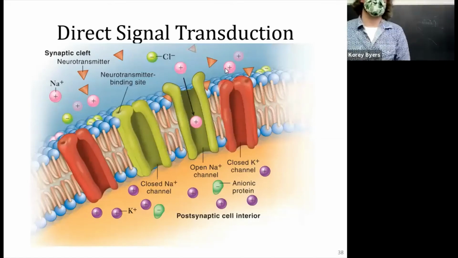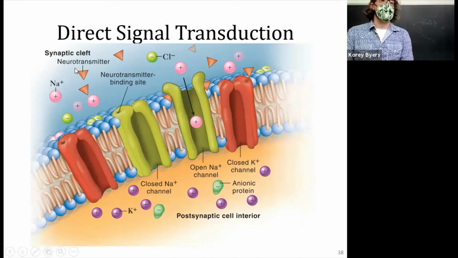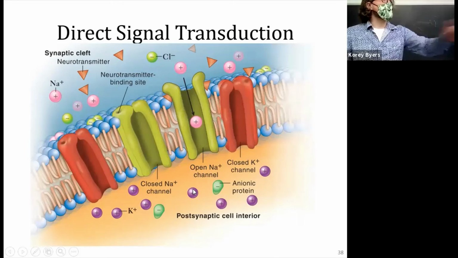So it all depends on what's going on here at the synaptic cleft, how they're being taken in. The neurotransmitter could bind to a site on a particular channel. In this case, this triangular neurotransmitter looks like it's going to bind right here. That would open a closed sodium channel, which is going to allow sodium to flood in. That's going to change the membrane from negative to positive, and it's going to start an action potential.